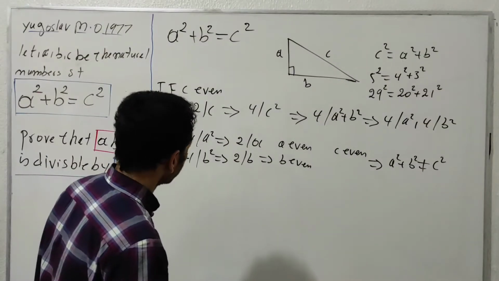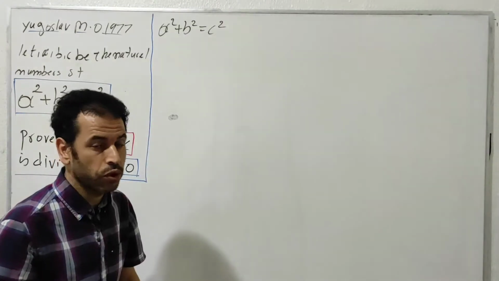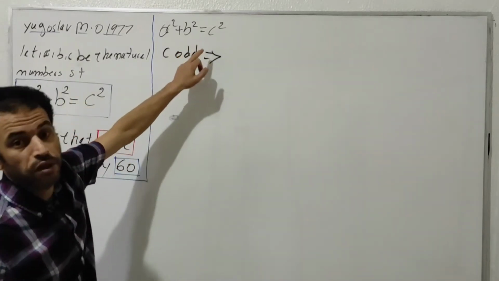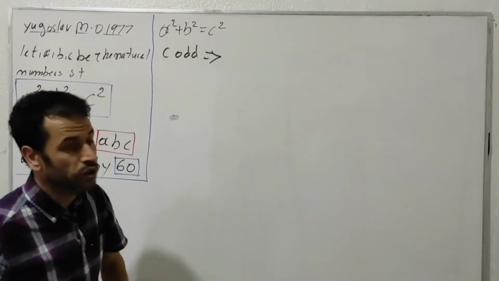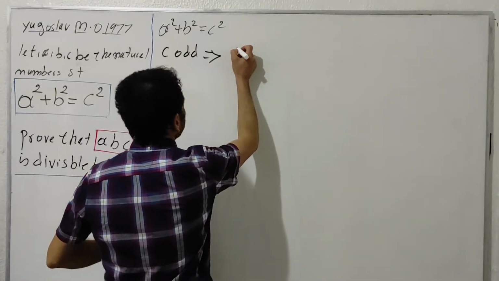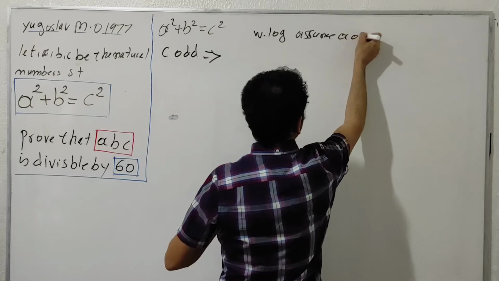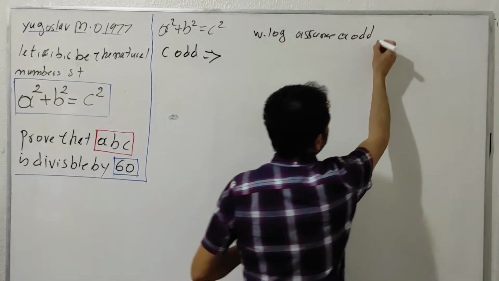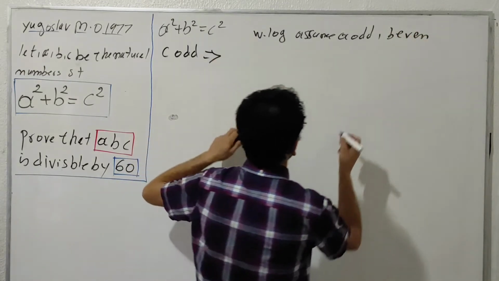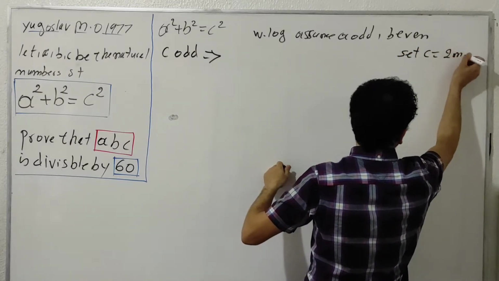Now let's move on to the next case, when C is an odd number. If C is odd, that means one of these numbers, A or B, is odd, and the other one is even. So without loss of generality, assume A is odd. If A is odd, that means B is even. Since C is odd, let's set C equals 2m plus 1.